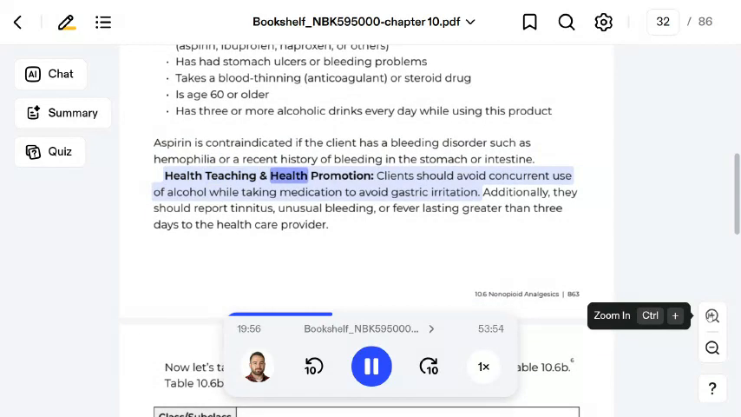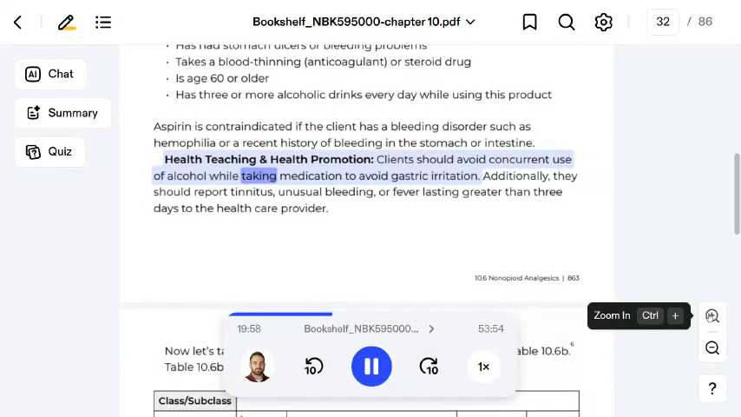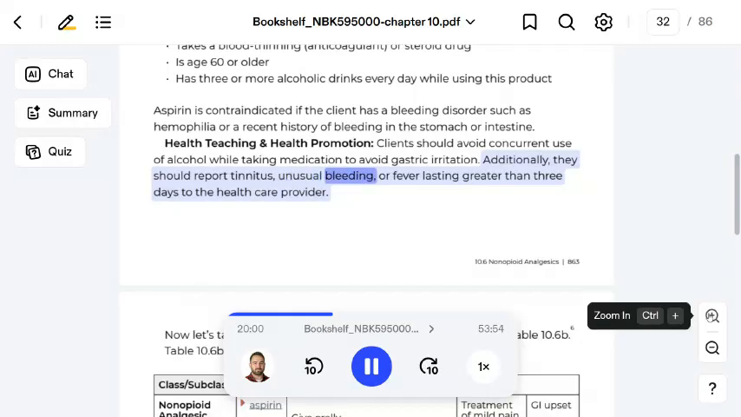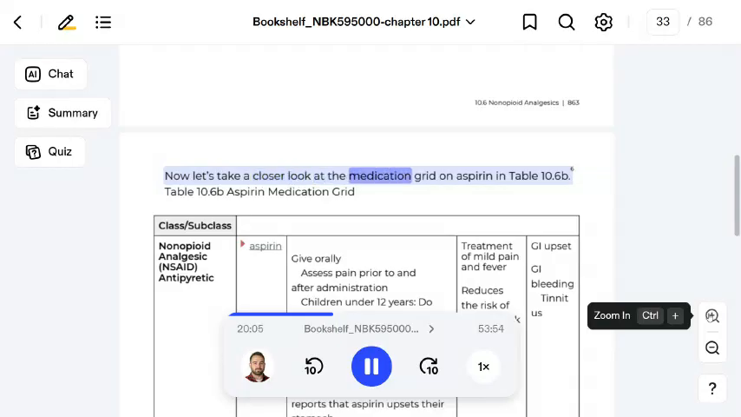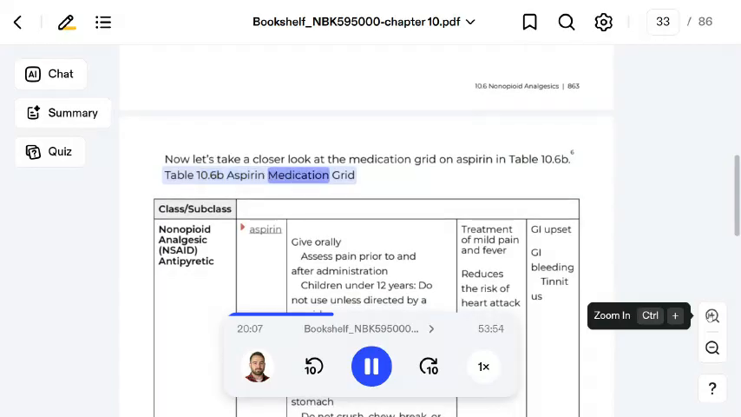Health teaching and health promotion: clients should avoid concurrent use of alcohol while taking medication to avoid gastric irritation. Additionally, they should report tinnitus, unusual bleeding, or fever lasting greater than 3 days to the healthcare provider. Now let's take a closer look at the medication grid on aspirin in Table 10.6b. Table 10.6b Aspirin Medication Grid.